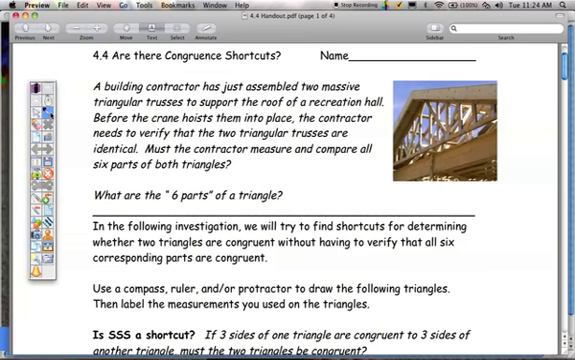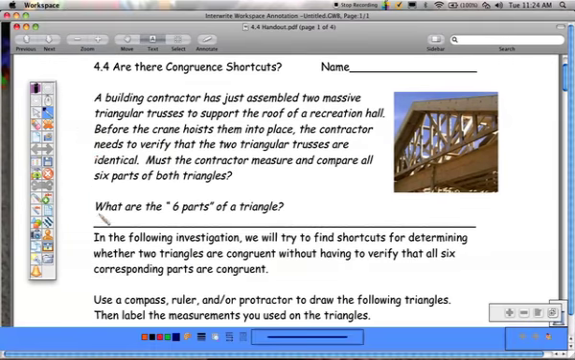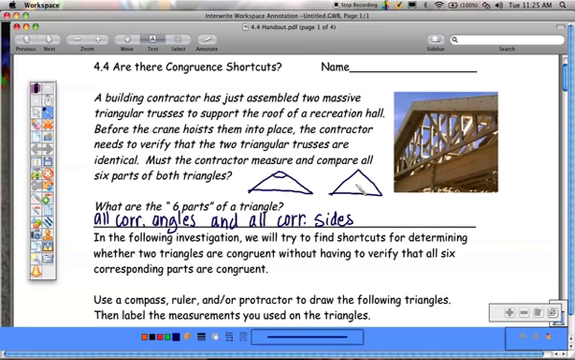So the 6 parts of the triangle are all the corresponding angles, and all the corresponding sides. Remember, corresponding means the ones in the same location. So for example, we have this truss right here, this truss right here. We'd have to show that this angle matches this one, this angle matches this one, this angle matches this one. So that's already 6 angles that you've measured. You'd have to show this side matches this side, and this side matches this side. So that's 6 sides you'd have to measure. All right, that's kind of a lot of work.